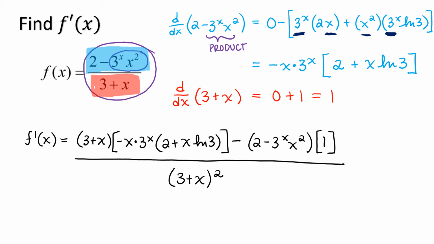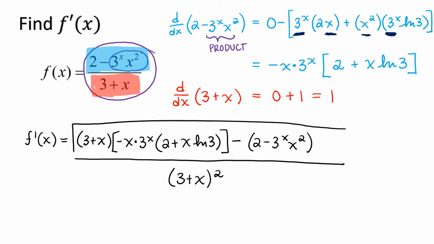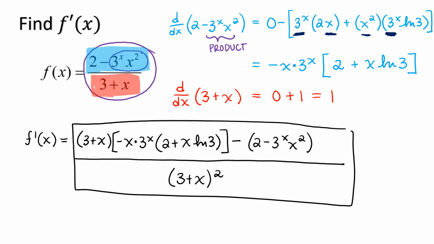And for your final answer, you wouldn't want to write this one. If it were a paper test, you'd just erase the 1. When we look at this, notice that although we have a 3 plus x in common in the first term, there's no 3 plus x in the second term, so we can't actually divide out a 3 plus x. So this is our final answer for this derivative.